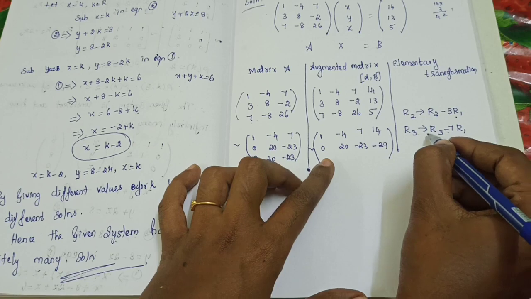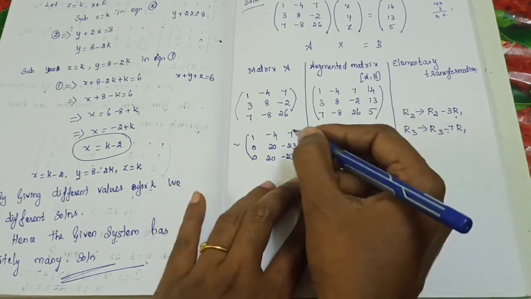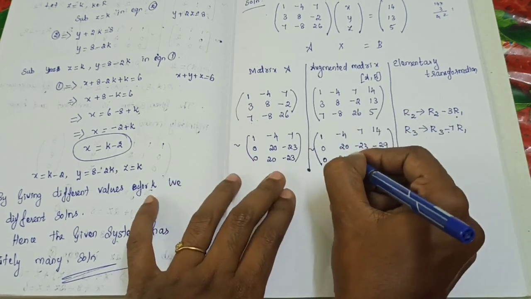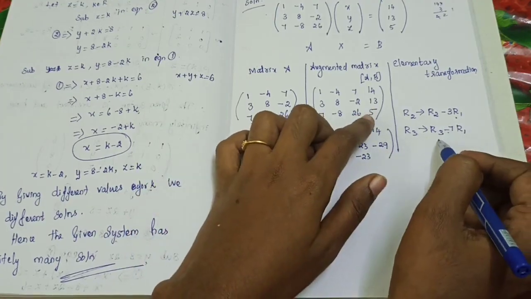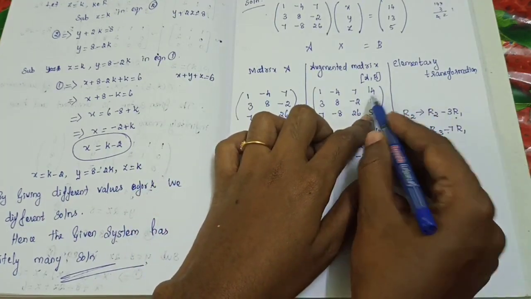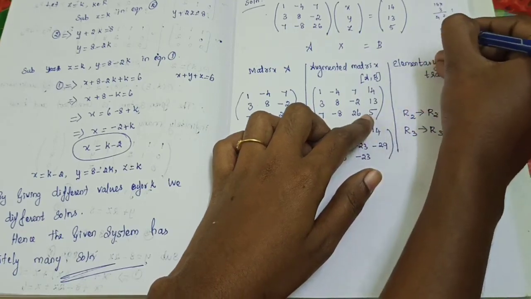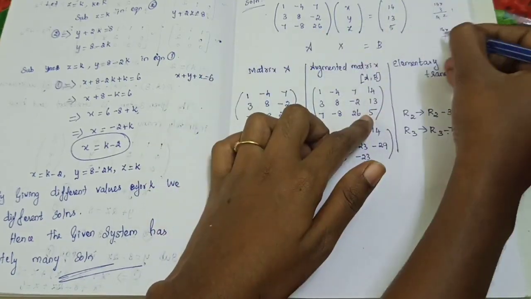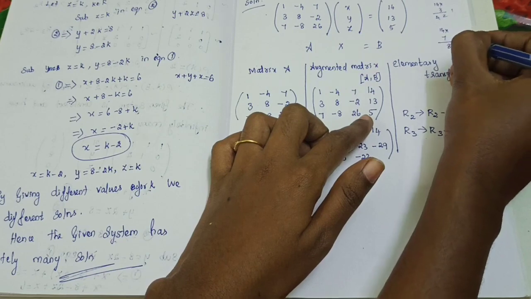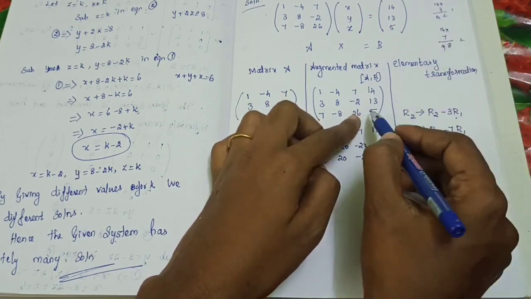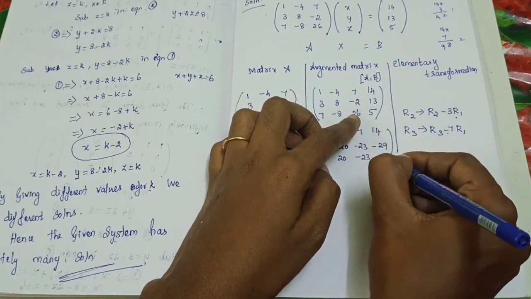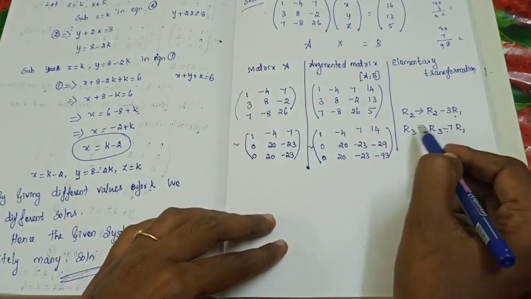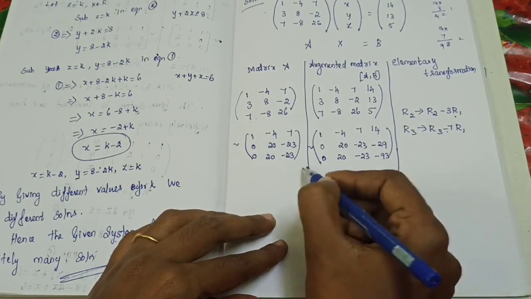Okay. Then R3 implies R3 minus 7 R1. This one, so 0, 20, minus 23, same as this one. That is 5 minus 7 into 14. So 7 into 14 you need to find. 14 into 7, so 98. Is it right? So 5 minus 98. So how much will you get? Minus 93. Correct? So carefully you need to do.